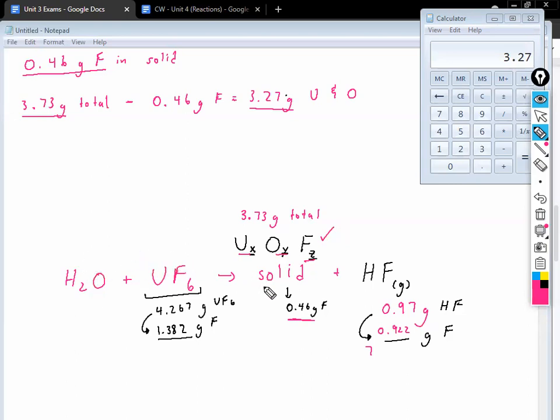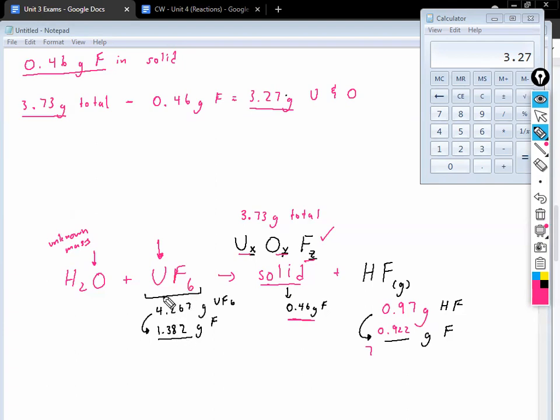Where does the uranium inside of the solid come from? Yeah, UF6, right? Because water obviously doesn't contain any uranium. But what about the oxygen? The oxygen comes only from the water. Now, if you take a look at the problem, does it tell you how much water we used? No, right? We don't know the mass. So it's unknown mass. However, we know how much uranium we used, because we know how much UF6 there is.